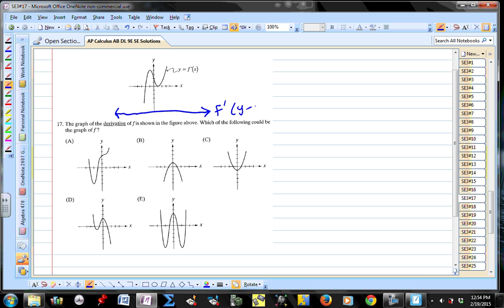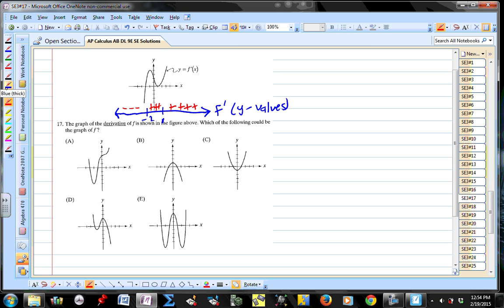Since y equals f prime of x, we're going to be looking at the y values of this graph. Y values are 0 at -2 and +1, or somewhere near those points. And the y values are negative, and then positive again.